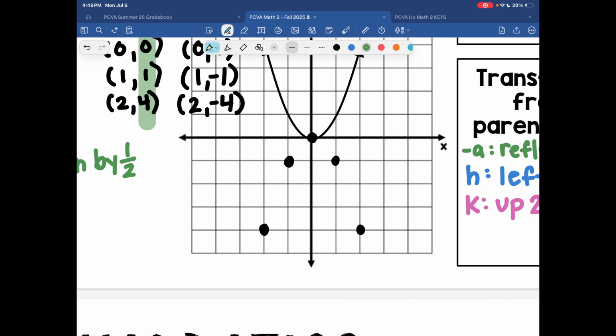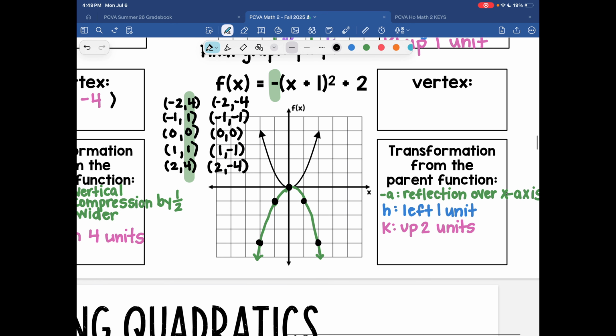All right, so we have our original graph. We reflected that, and we can clearly see that reflection over the x-axis. It does not look narrower or fatter or wider because we didn't have an actual number that was being multiplied. We just had the negative.